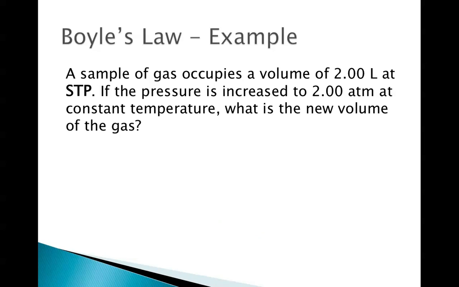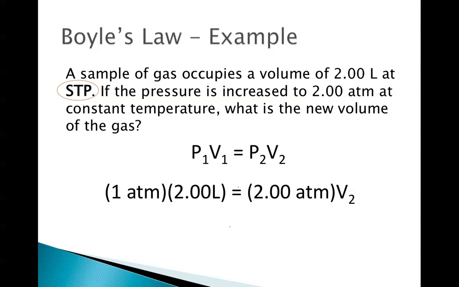Now, a calculation that involves Boyle's law would be the following. A sample of a gas occupies a volume of 2 liters at STP. If the pressure is increased to 2 atm at a constant temperature, what is the new volume of the gas? Here we have a constant temperature, so by removing temperature, we have our pressure times our volume. We're going to input our variables that are given to us in the word problem, including the fact that STP provides us the 1 atm, our standard pressure that we're starting at. And then by multiplying and dividing, we get our new volume of 1 liter.